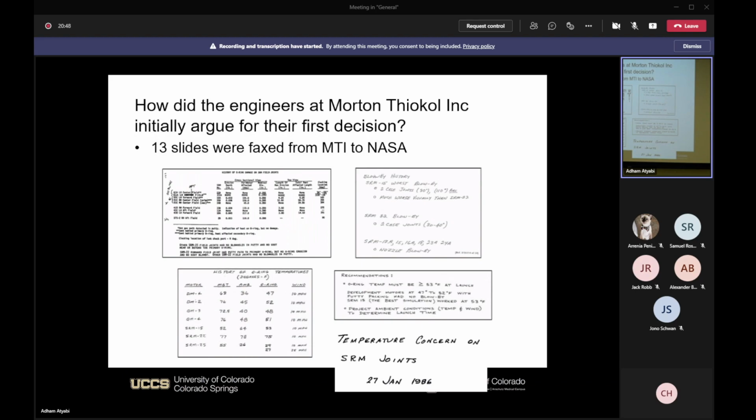Engineers at Thiokol prepared 13 charts to make the case that the Challenger should not be launched the next day, given the forecast of very chilly weather. So drawn up in a few hours, the charts were faxed to NASA, and then they were discussed in two very long telephone conferences between the people and NASA on the night before the launch. The charts were unconvincing, the arguments against the launch failed, and then the Challenger blew up.